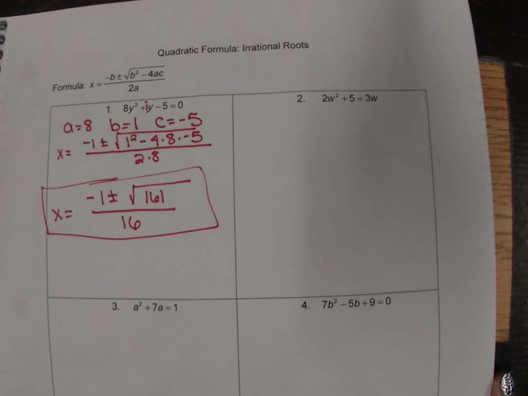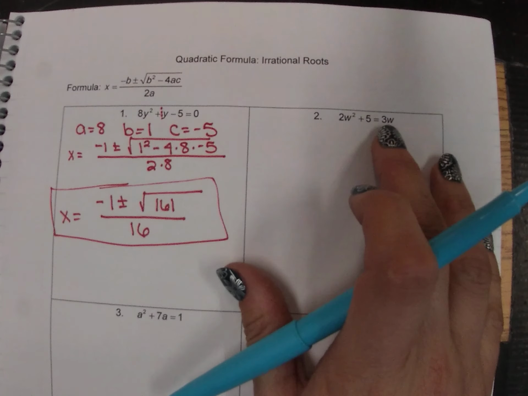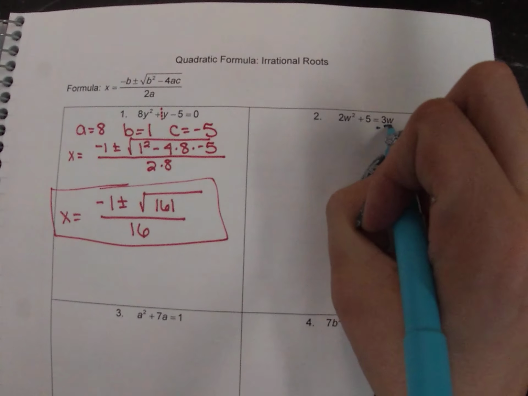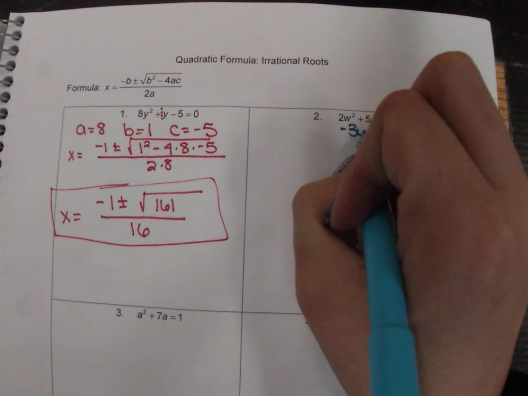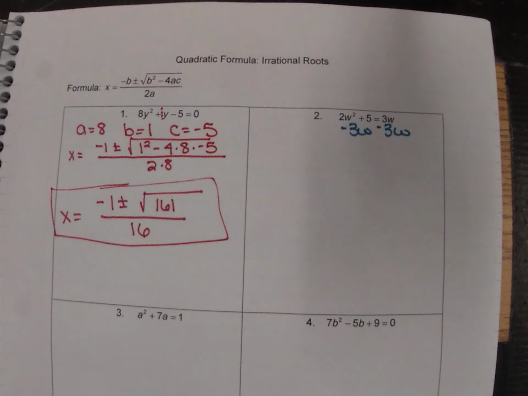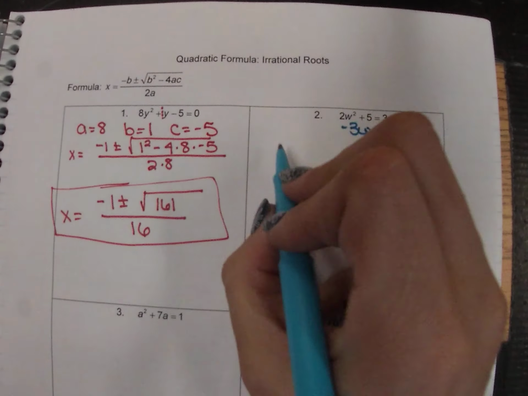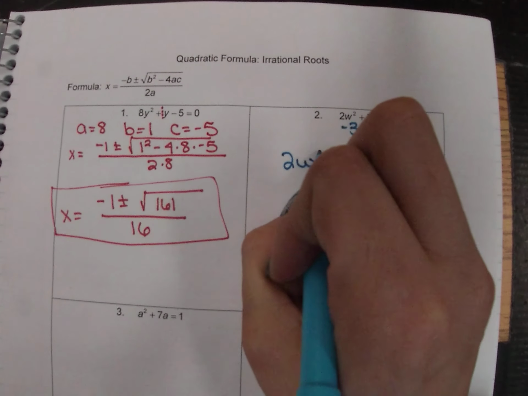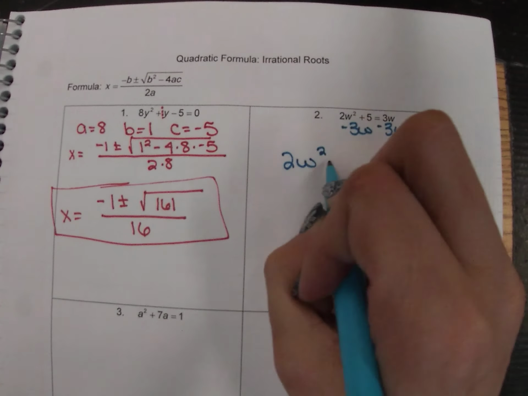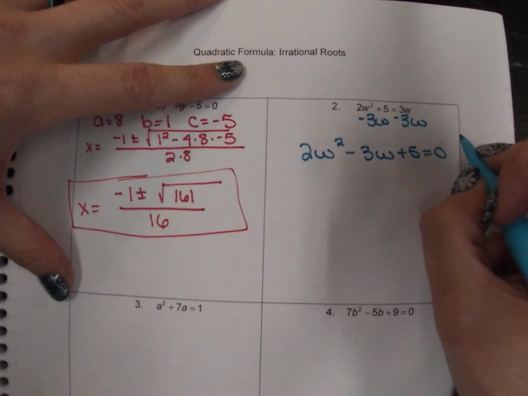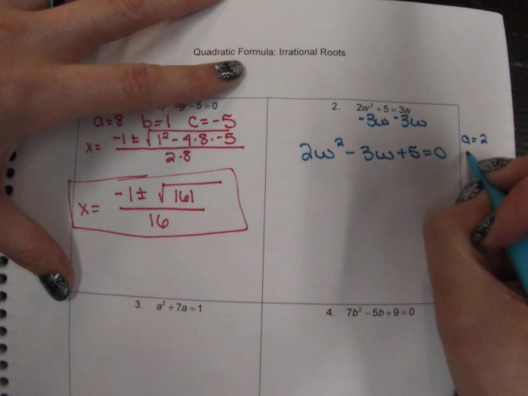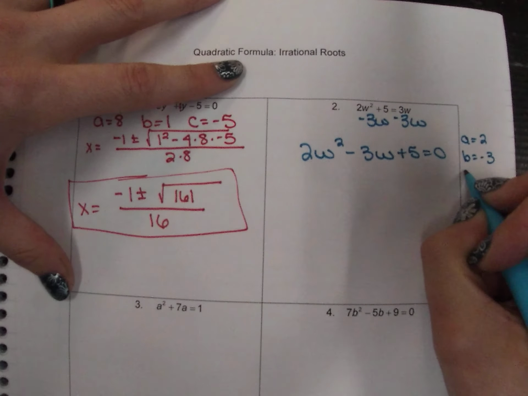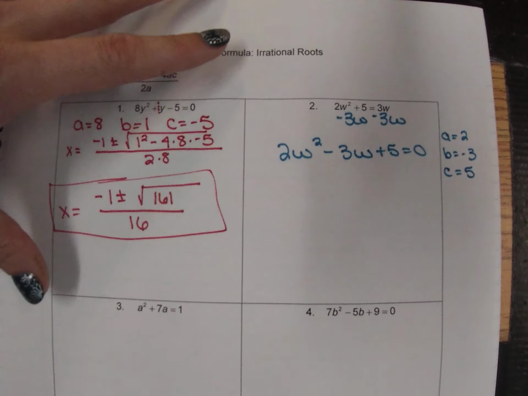If we look at number 2, our first step is to make sure it's set equal to 0. Currently, this does not equal 0, so I'm going to move that 3w over. It's positive, so I'm going to subtract it. And again, when we move that over, we really want to make sure we're in the form ax squared plus bx, which means I need that 3w in the middle. So I want 2w squared minus 3w plus 5 equals 0. So now I can find my a, b, and c. So a will equal 2, b will be negative 3, c will be 5.